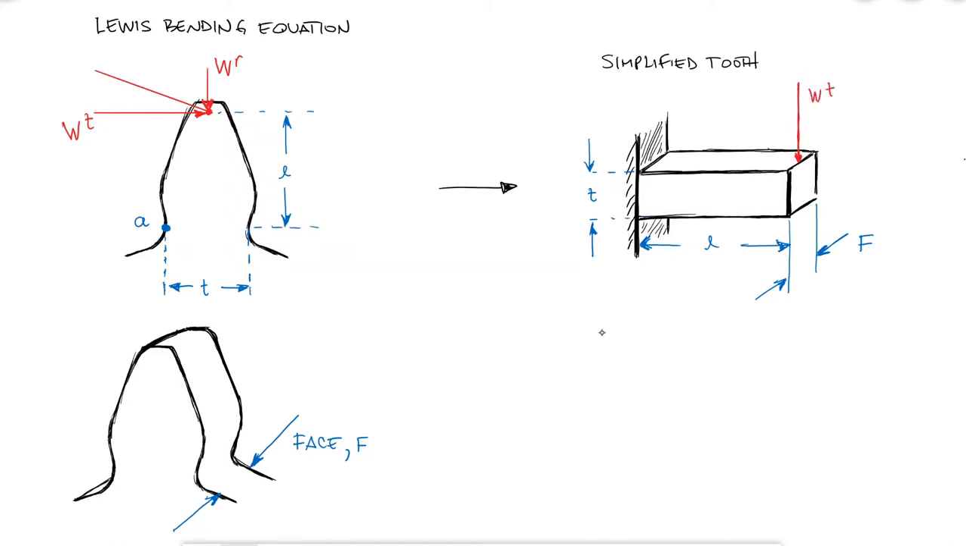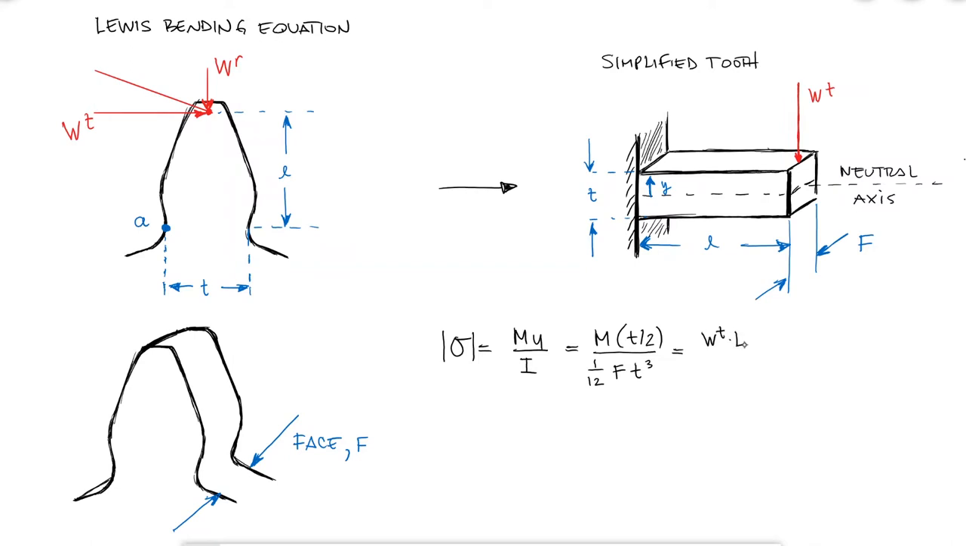The bending stress of the cantilever would be that of a rectangular beam with cross-section dimensions F and T, which would indicate that the distance from the neutral axis to the top or bottom, which is where the maximum stress is located, would be T over 2, and the second moment of area I would be base times height cubed over 12. The maximum moment along the cantilever beam would be at the wall and equal to WT times L.